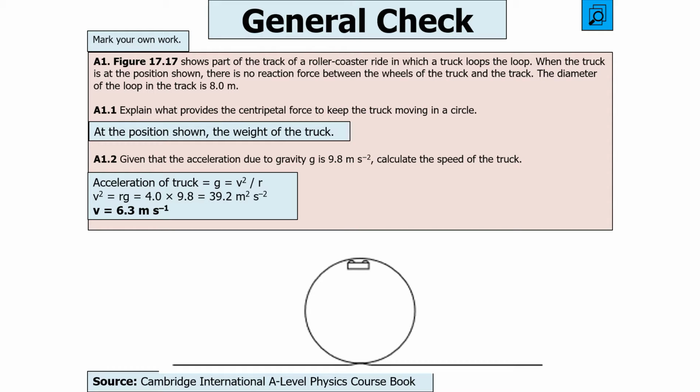We can make v the subject and say v squared equals rg. So therefore v equals the square root of rg, and it equals 6.3 meters per second.